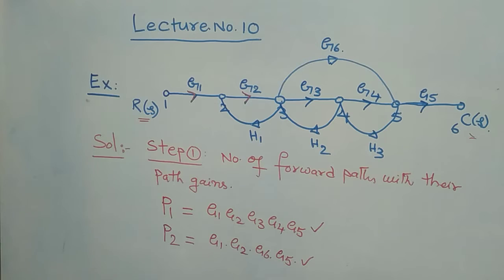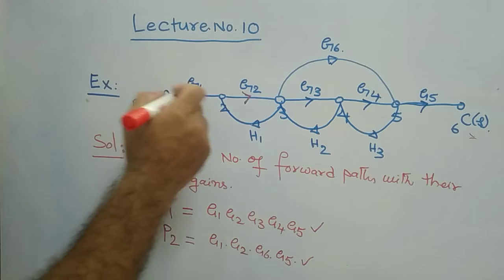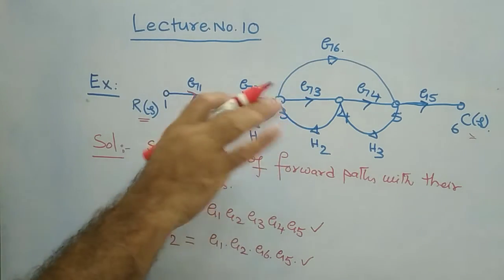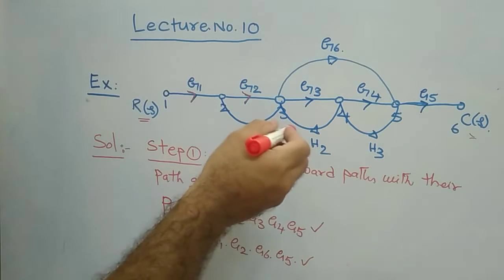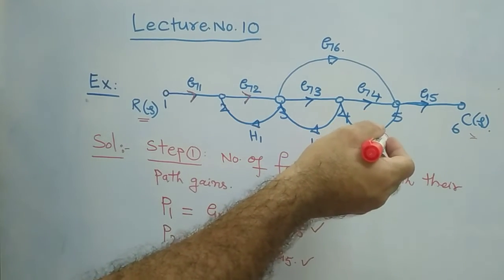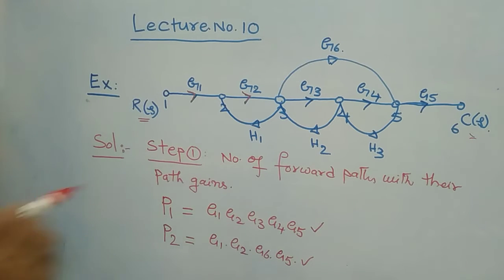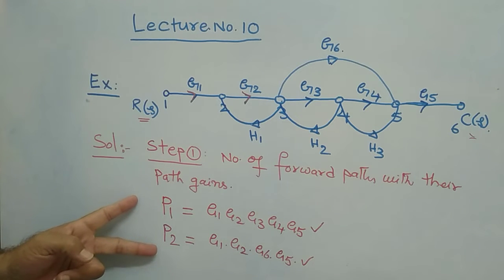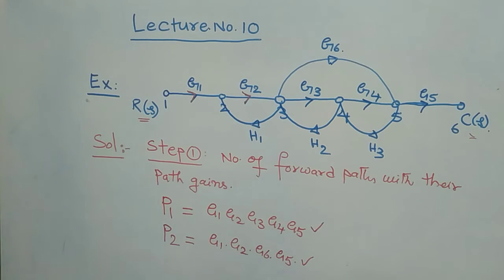There are two forward paths. Is there any forward path other than these two? As far as this problem is concerned, there is no other forward path, because there is no other path which shows the arrow mark in the forward direction. Therefore, you don't have any other forward path other than these two. So these two are the forward paths with corresponding path gains in this given signal flow graph. That is your step 1. That completes your step number 1.